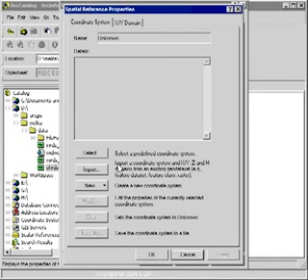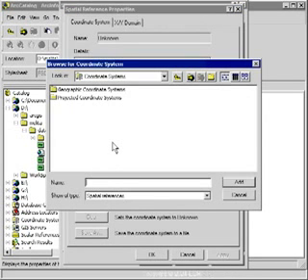page open. Now if I had other data that was already using this coordinate system, I could use the import button and basically copy the information from my other data. Or if I needed to define a coordinate system from scratch, I could use the new button. But I know this is already available, and I'm just going to use the select button to browse to it.